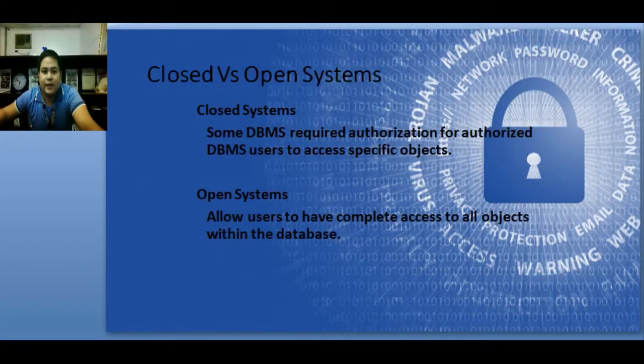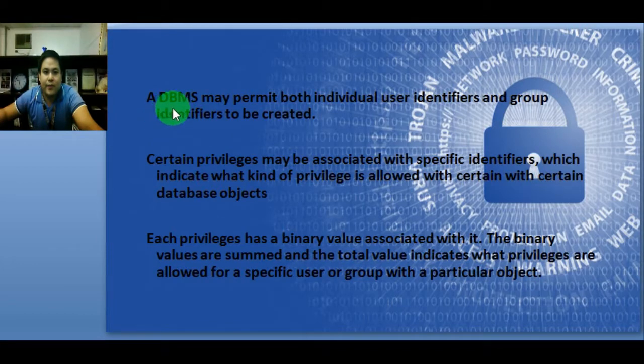Then closed versus open systems. In closed systems, some DBMS, or database management systems, require authorization for DBMS users to access specific objects, while open systems allow users to have complete access to all objects within the database. Then a DBMS may permit both individual user identifiers and group identifiers to be created. Certain privileges may be associated with specific identifiers, which indicate what kind of privilege is allowed with certain database objects. Each privilege has a binary value associated with it. The binary values are summed, and the total value indicates what privileges are allowed for a specific user or group with a particular object.